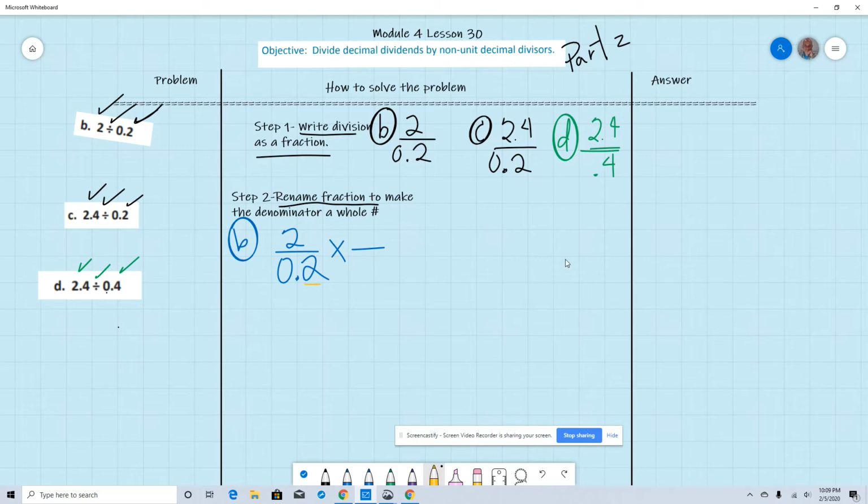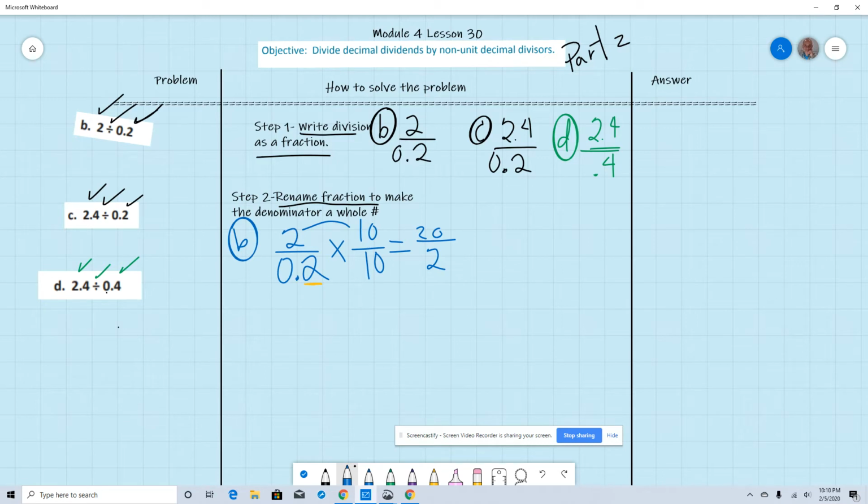Notice that this is 1/10, like 2/10. So if it says tenths, then you multiply it by tens. So that's going to be tens right here. And that's going to make that 2/10 a whole number. So 2 times 10 equals 20. And 2/10 times 10 equals 2.